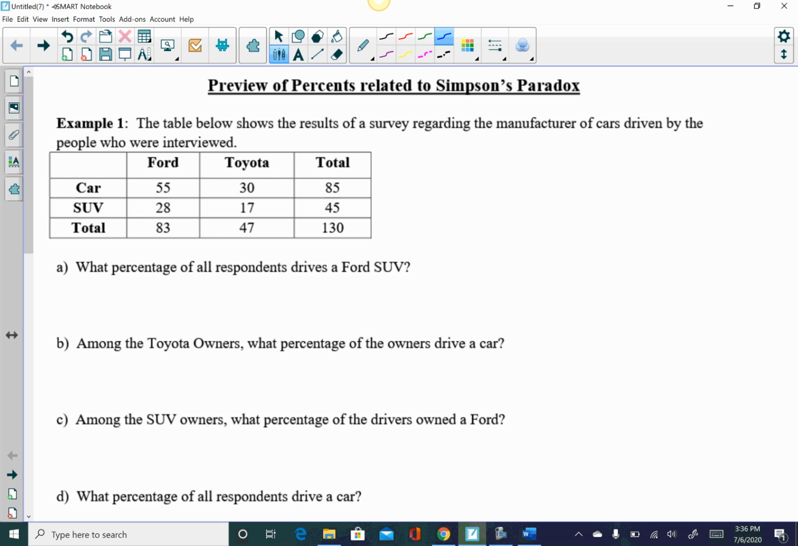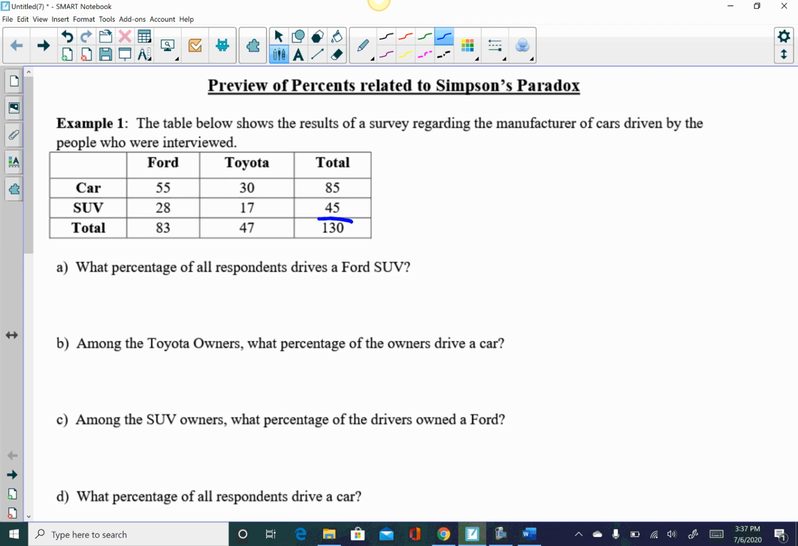All right, so in this first example, it says this is giving you information regarding a manufacturer of cars driven by people who were interviewed. So you can see here you've got car and SUV owners, and then they were choosing among Ford and Toyota. So you've got 55 people chose a Ford car, 30 people chose a Toyota car, for a total of 85 people that chose cars. If you follow the columns down, 55 chose a Ford car, 28 chose a Ford SUV, so a total of Ford owners, 83. So just giving the lay of the table up here.